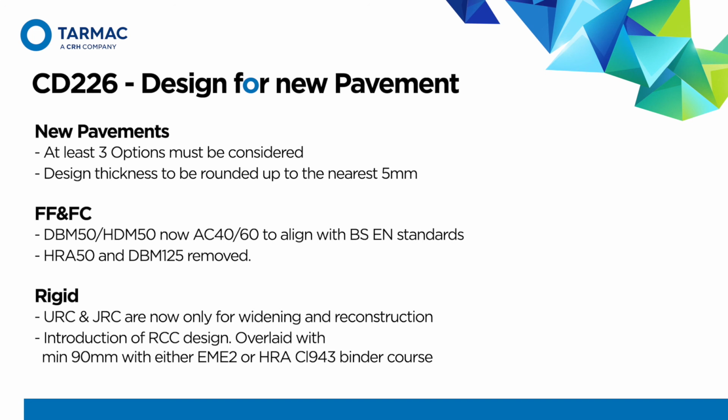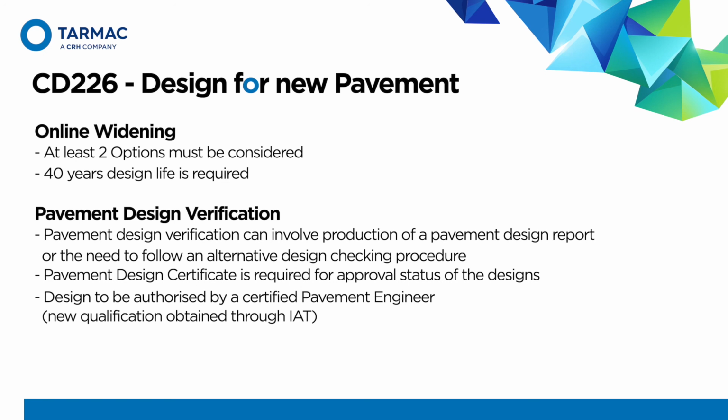Probably the most significant addition for this document, CD226, is the introduction of the RCC, roller compacted concrete. It has a requirement of 90 mm of either EME2 or HRA clause 943 as a binder course. The new addition also includes online widening, and for this option, at least 2 alternatives should be considered, whether it is fully flexible, flexible composite, or rigid. A 40-year design life is a requirement for online widening.